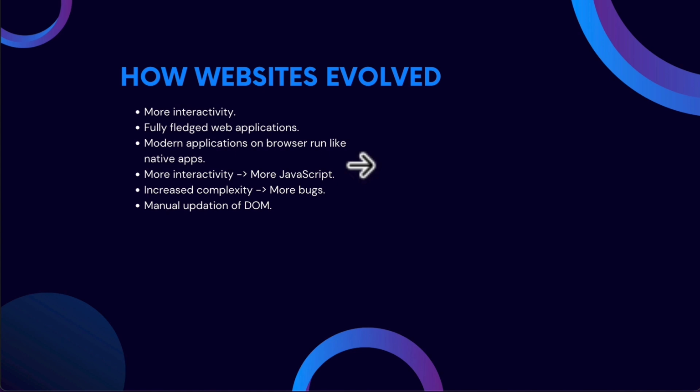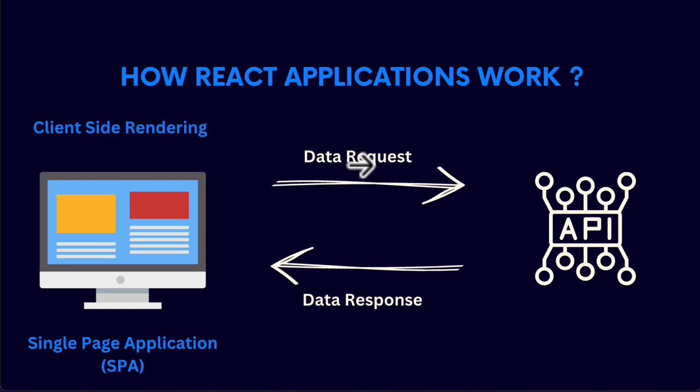So let's now learn how a React application works and how it is different from the traditional application which we have. Now, React is based on the concept of client-side rendering. So in the previous example, in the traditional website, the server had to do all the rendering. But in React, the client is the one which actually does all the rendering for you. And by client, we simply mean the web browser.